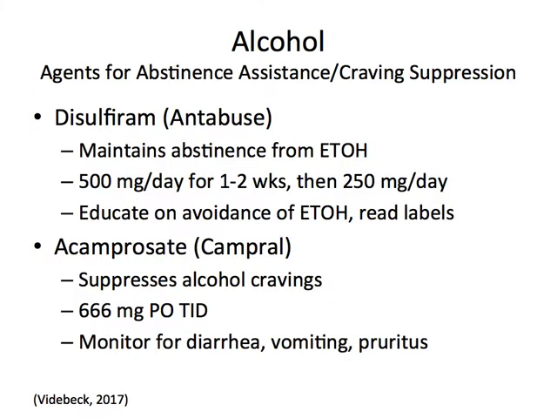There are 2 agents for abstinence assistance and craving suppression. Disulfiram, or Antabuse, maintains abstinence from alcohol. Patients on this drug should be educated on the avoidance of alcohol, as well as the importance of reading labels. Acamprosate, or Campral, suppresses alcohol cravings. These patients should be monitored for diarrhea, vomiting, and pruritus.